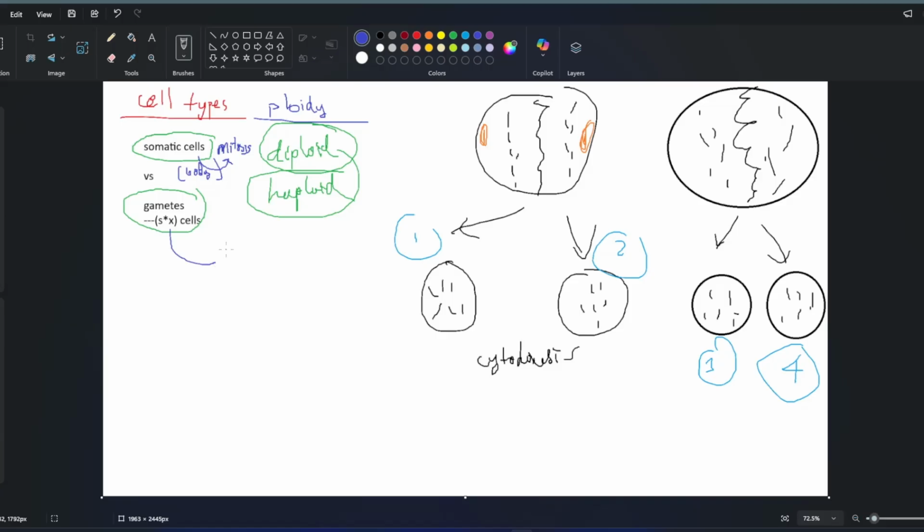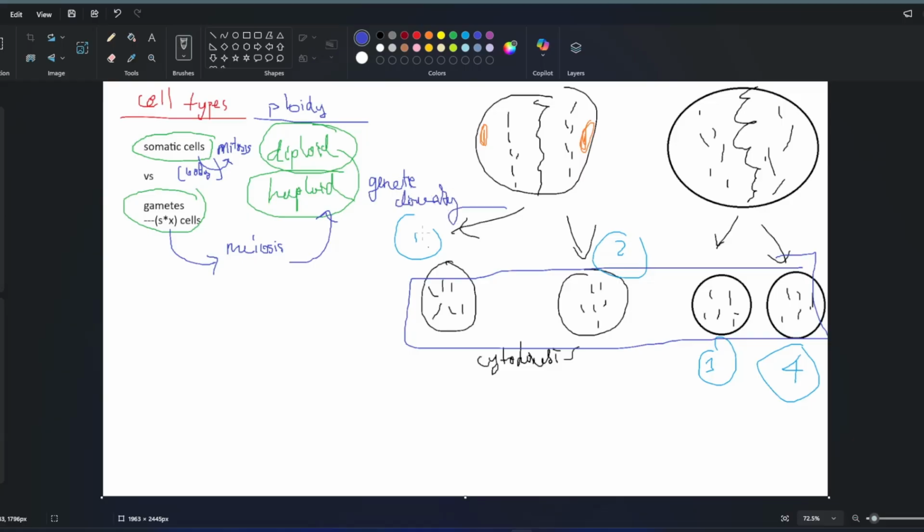Your reproductive cells use meiosis. They separate into four daughter cells, and they result in four genetically different haploid gametes. So you get a lot of what we call genetic diversity. You'll learn more about that in the genetics chapter, but not right now.